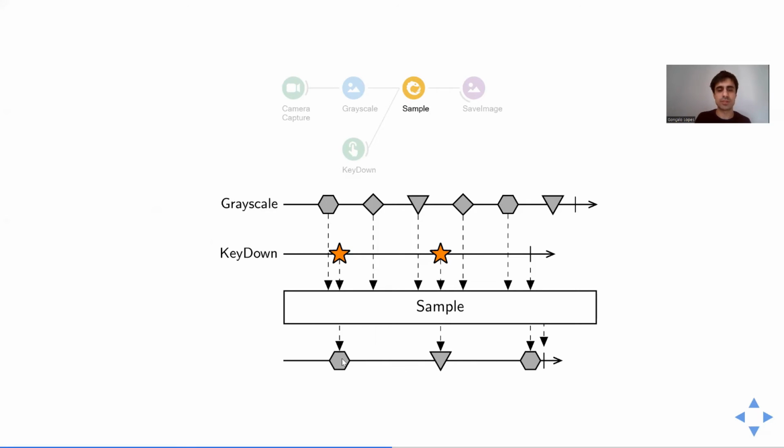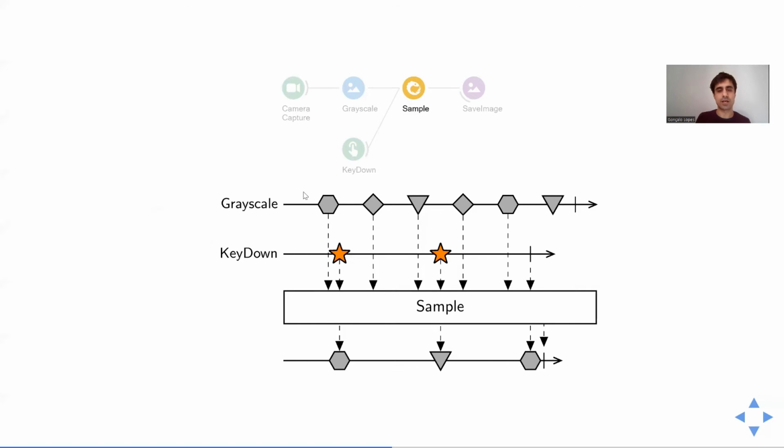So essentially, what sample is really doing is: the top sequence is the source sequence, and the second sequence is the sampler. And essentially, what is happening is every time I press key down, I'm taking the latest value of the grayscale sequence and sending that as the result in the sequence coming out of sample.